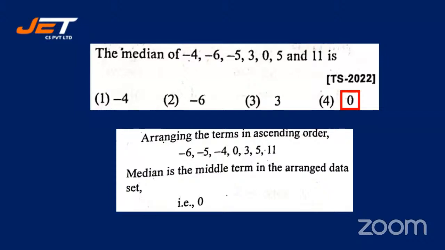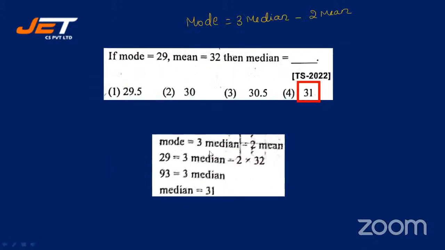Now you see which is the mid value in this. See here, 3 values are going this side and 3 values are going the other side. So the midpoint is 0. That is why we are choosing 0 as the median. Understood? Let's move on to the next question.